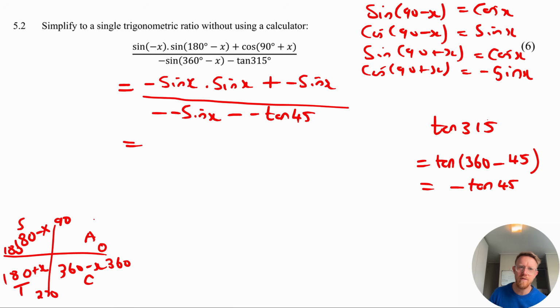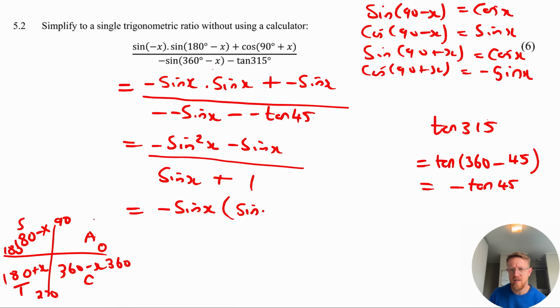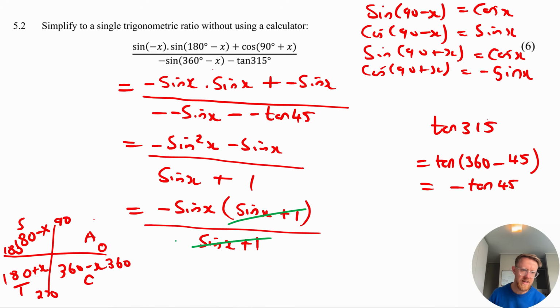Now we can just simplify, so this part here will become sin squared x. Okay, and then this becomes negative. Then at the bottom, this is a positive. This is a positive. And tan 45, if you type it on your calculator, it actually just becomes a 1. So what I'm going to do now is at the top, I can take out a negative sin as a common factor. And then you're just left with sin x plus 1. And at the bottom, we have sin x plus 1. And so these cancel. And so you're left with a final answer of negative sin x.